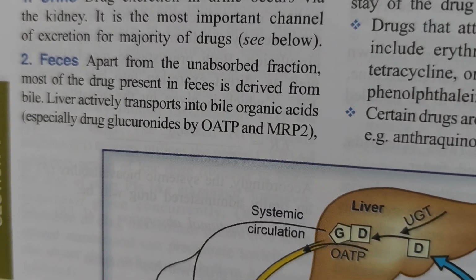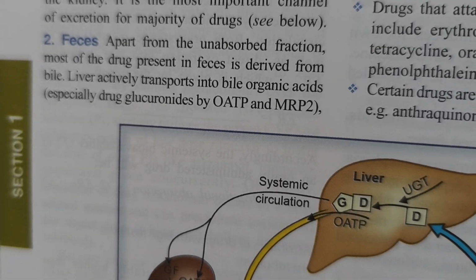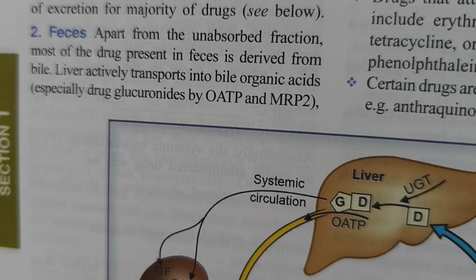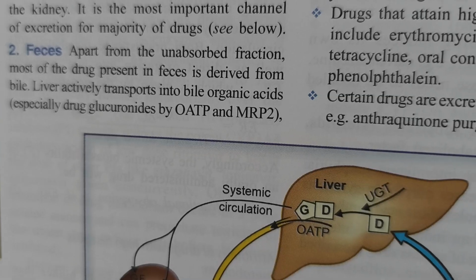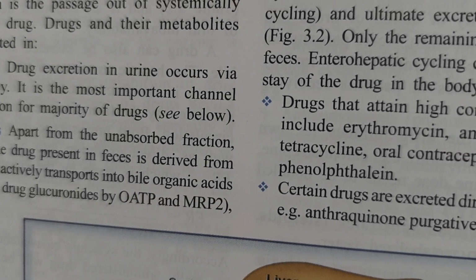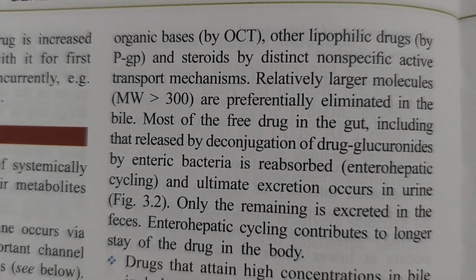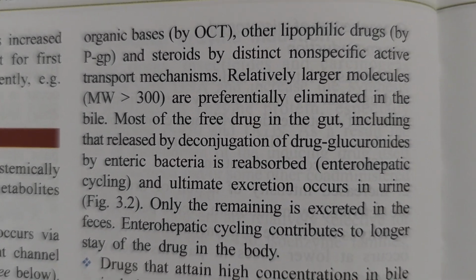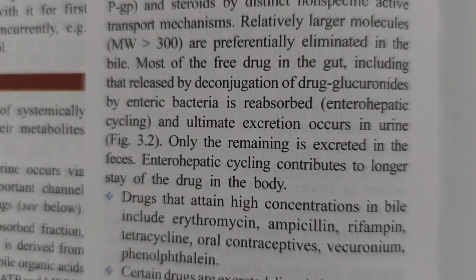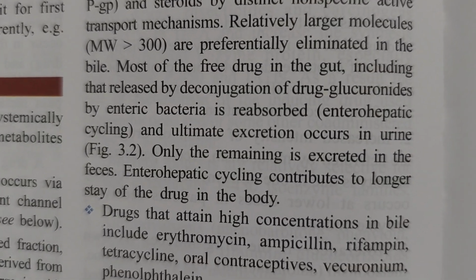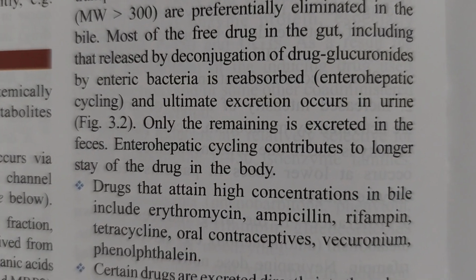Then feces. Apart from the unabsorbed fraction, the drug present in the feces is derived from bile. The liver actively transports into the bile organic acids, especially drug glucuronides, by OATP and MRP2, organic bases by OCT, other lipophilic drugs by P-gp, and steroids by a distinct non-specific active transport mechanism. Relatively large molecules with molecular weight greater than 300 are preferentially eliminated into the bile.